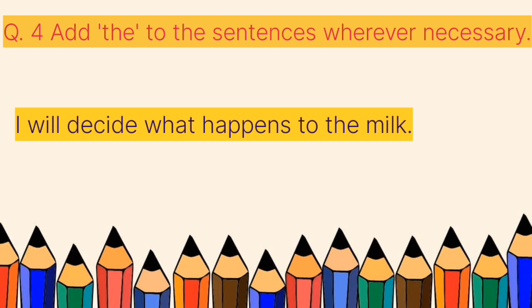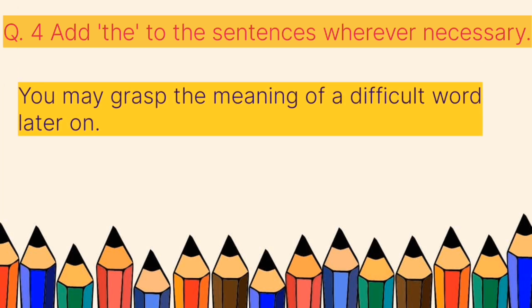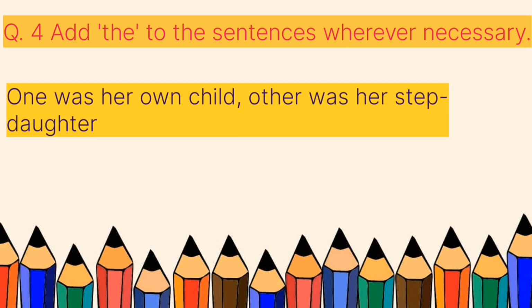Next example: you may grasp meaning of a difficult word later on. The answer is: you may grasp the meaning of a difficult word later on. Here, the article the is used to specify a particular meaning that is already known. Next example: one was her own child, other was her stepdaughter. The answer is: one was her own child, the other was her stepdaughter. The article is necessary before other child.